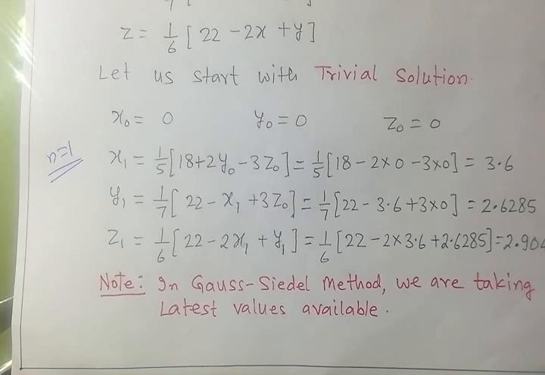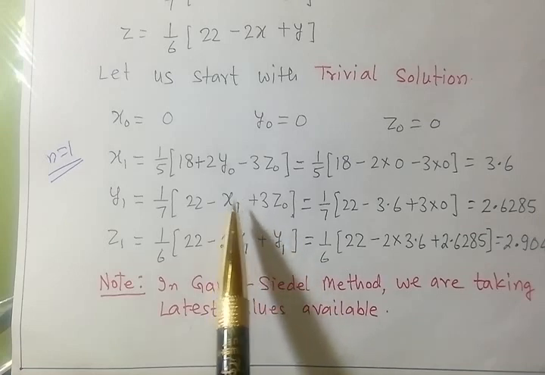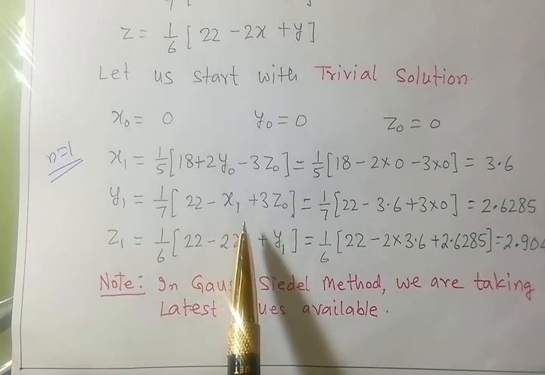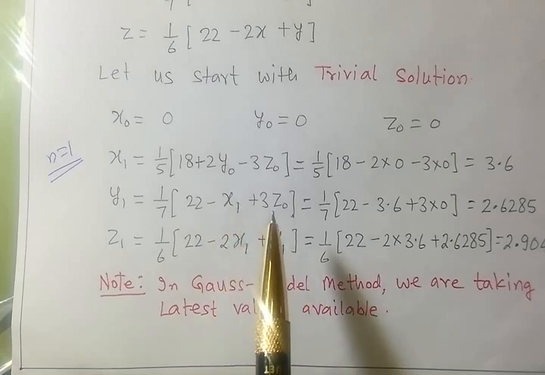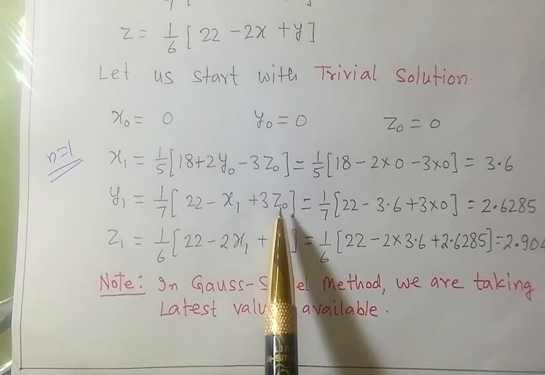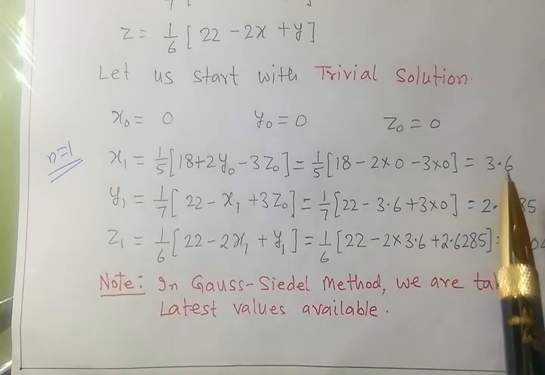That is the only difference between Jacobi and Gauss Seidel. In Jacobi, we are taking old values. In Gauss Seidel, we are taking the latest values. So x1 is equal to 3.6. For calculating y1, we are substituting x1 and not x0. In Jacobi, it was x0 here, but in Gauss Seidel, it will be x1. But z1 is not available, so we are considering z0 only. So z0 is equal to 0 and x1 is 3.6. It is substituted and y1 is calculated as 2.6285.